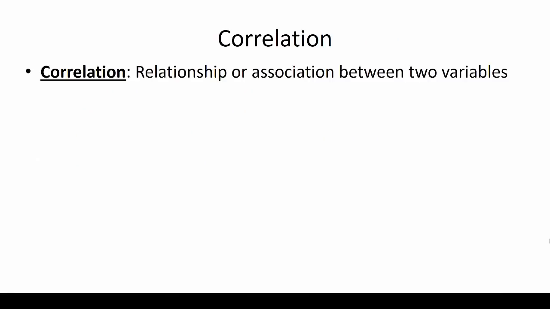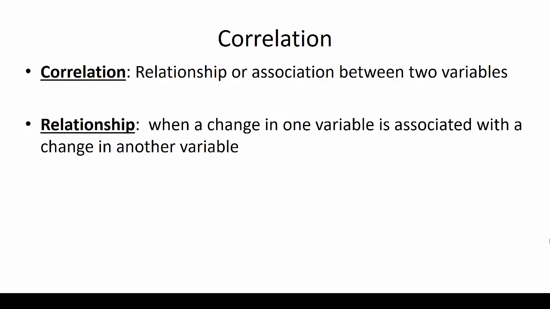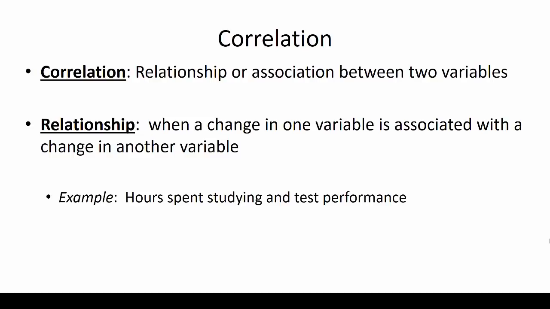A correlation is a relationship or association between two variables. Two variables are correlated or related when a change in one variable is associated with a change in the second variable. And what I mean by change is an increase or a decrease. So in other words, a relationship is when an increase in one variable is associated with either an increase or decrease in the second variable.